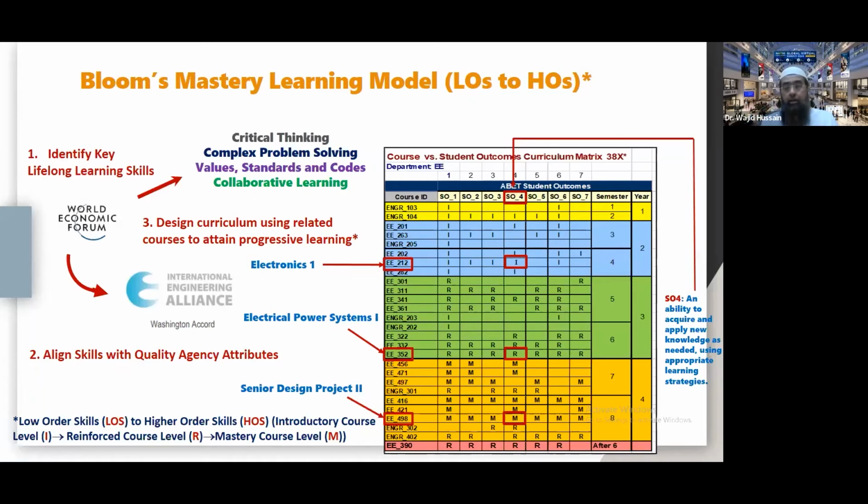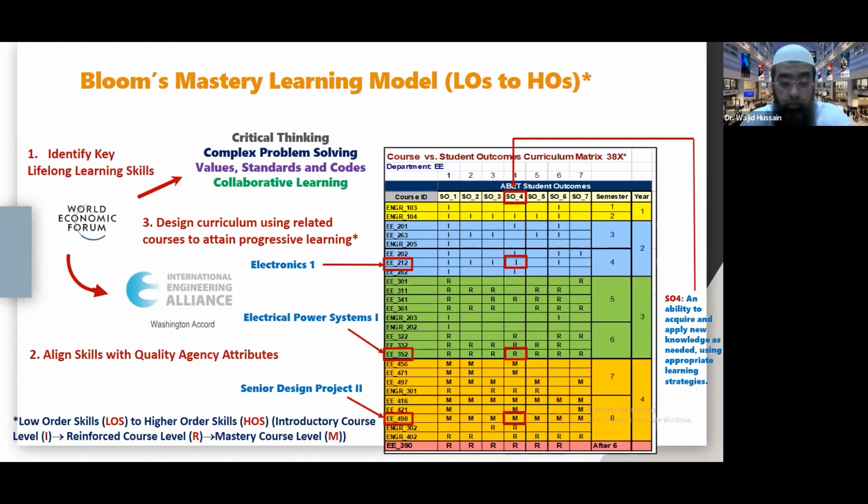Now, let's say I grabbed some of these lifelong learning skills. I took some of the problem solving, and I took some of the critical thinking aspects and maybe collaboration. And now I want to put them into curriculum. I have to also align with my quality agency. It could be AACSB, it could be the International Engineering Alliance, it could be for any other specialization of humanities or sciences. So you refer to the quality agency graduate profile.